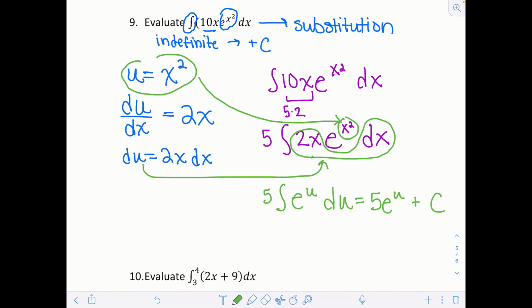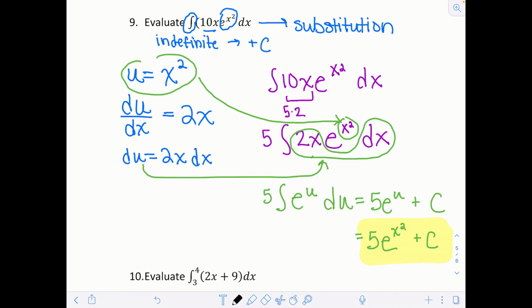Of course, when you are using substitution, you always have to substitute back at the end, because u was not part of our original problem. So I'm going to rewrite this as 5e to the x squared plus c, and that is our final answer.